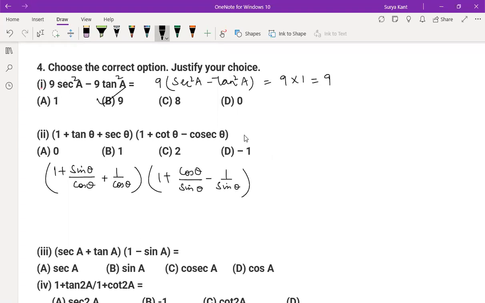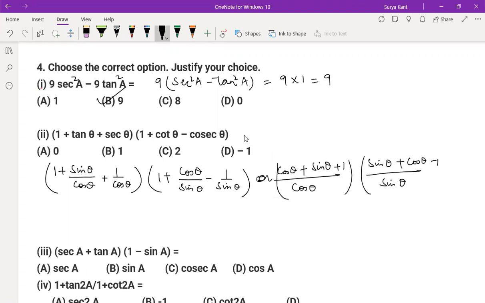Okay. So what we can do, children, here, just take the LCM as cos theta. We can write here cos theta plus sine theta plus 1. Then take sine theta as LCM. So we can write here sine theta plus cos theta minus 1. Is it clear till here? So this is A plus B form. This complete part is A, this is B. Again, this complete part is A, this complete part is B. So this is the form of A plus B into A minus B. Is it clear, children, or not?